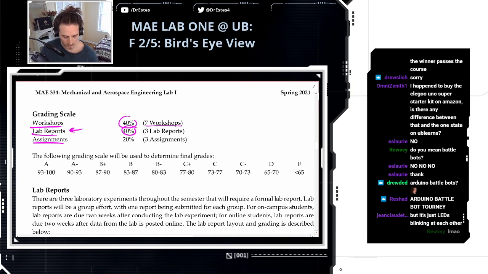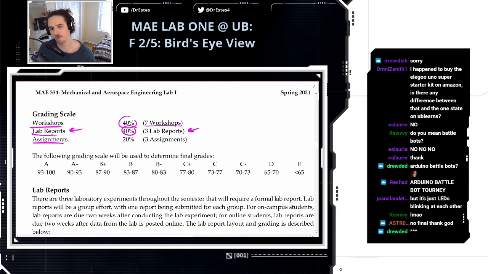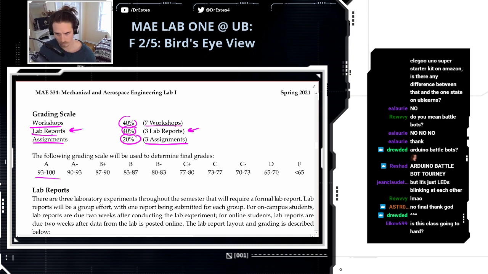And I'm going to post a document that gives you the format of the lab reports. Astronaut says no final, thank God. Yeah, there's no final. And then we have 3 assignments, worth 20%. And here's our grading scale.